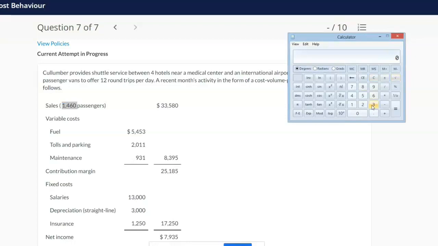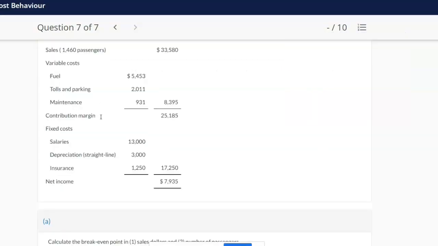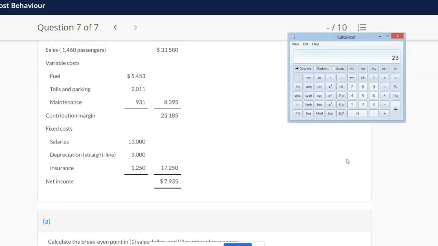Okay. Now, what we need is the contribution margin per unit here, guys. So go to the contribution margin. What's the contribution margin? 25. Okay. Now, put that in, 25, and that we earn off of every passenger. How many passengers do we have? 1,460. Okay, so we divide that by 1,460 and we get the contribution margin per unit.